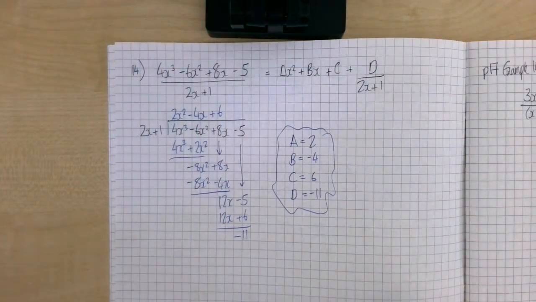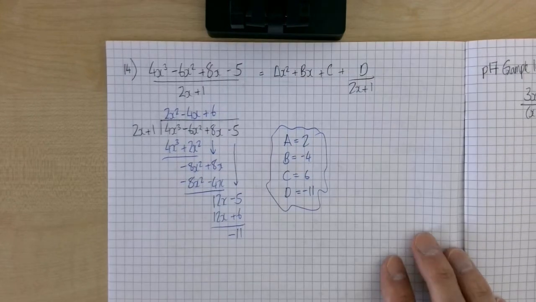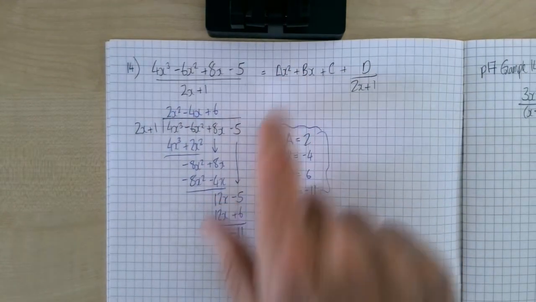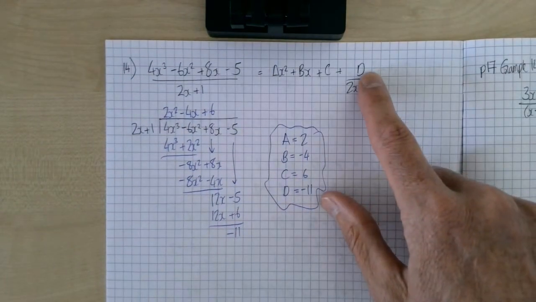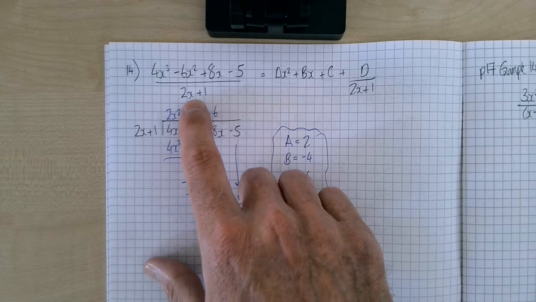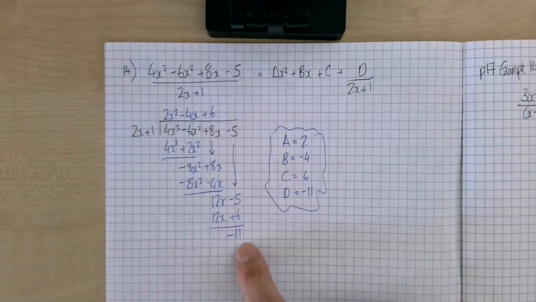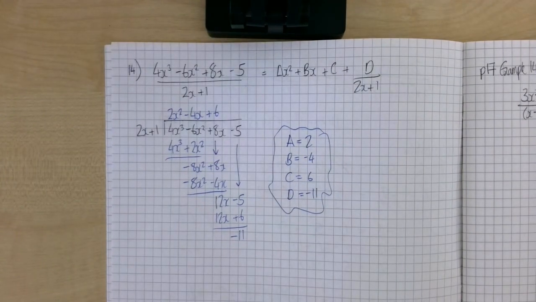Again, if you are an equating fan, you could multiply everything by 2x plus 1 and equate it. I just divided it. Quotient from there, remainder from there. And remember what we've said, the order of the remainder will be 1 less than the order of the divisor, so that's got order 1, so I knew d was just going to be a number, no algebra involved.